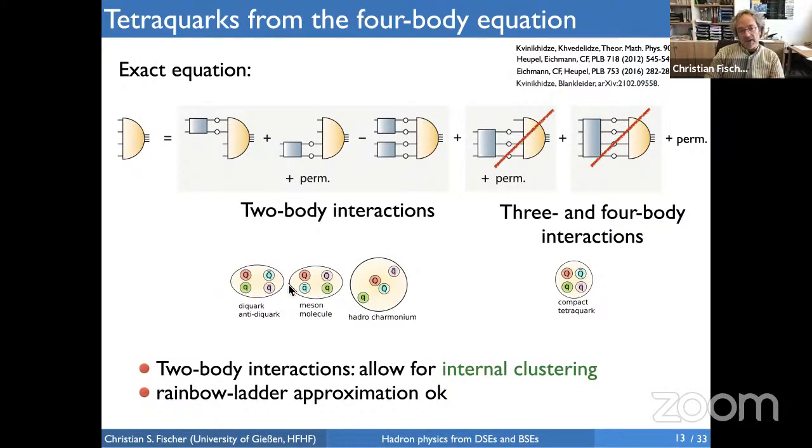Furthermore, all these internal clusters have quantum numbers which are fine in rainbow ladder. So it's actually justified that these quantities here are approximated in this rainbow-ladder scheme that I explained a couple of minutes ago.